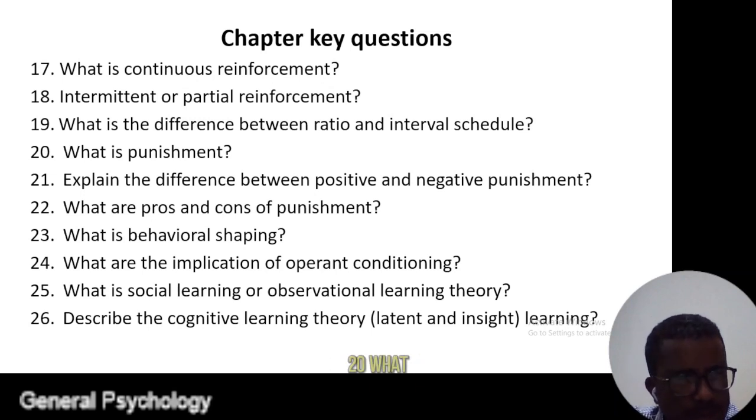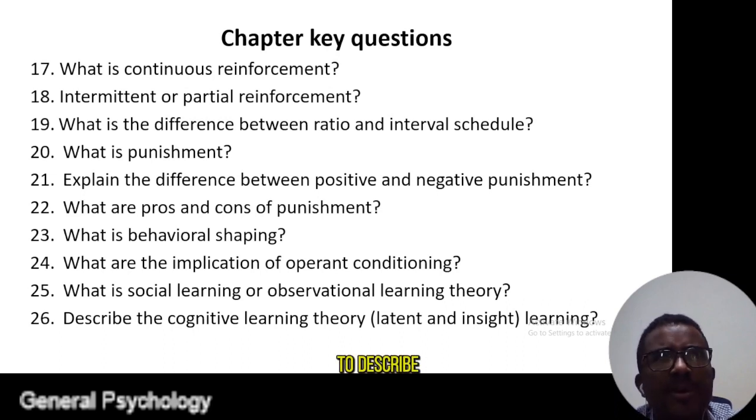Question number 20: what is punishment? You are going to define, explain, and describe the meaning, the concept of punishment. Then you are going to explain the difference between positive and negative punishment. Like reinforcement, here we also have positive and negative punishment. Hopefully, you are going to understand primarily positive and negative punishment.